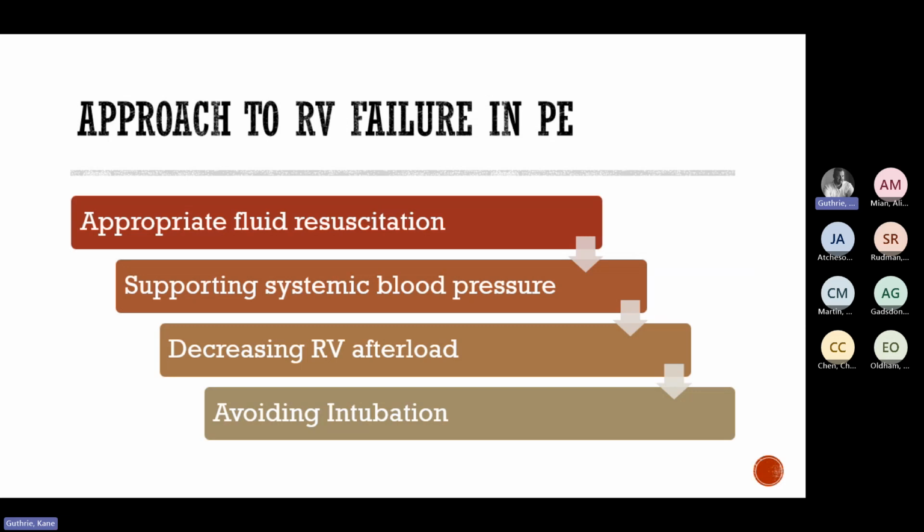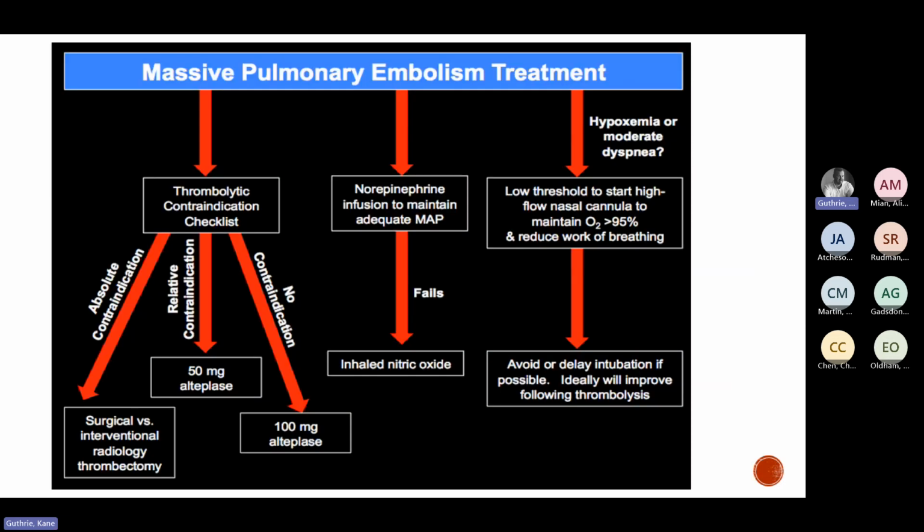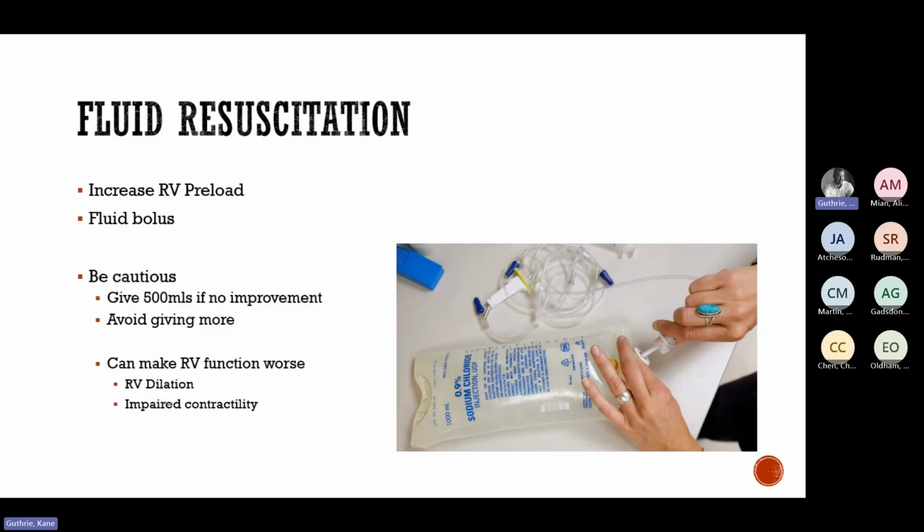So the approach to right ventricular failure in PE is about appropriate fluid resuscitation. You can give them a little bit of fluids, but you're not going to give them a lot. You want to support their systolic blood pressure. You want to decrease their right ventricular afterload, and we want to try to avoid intubating these patients. So this is just a checklist that we can go through, and we'll talk about this over the next few slides. It's about dealing with the clot, managing their hemodynamics, and managing their oxygenation.